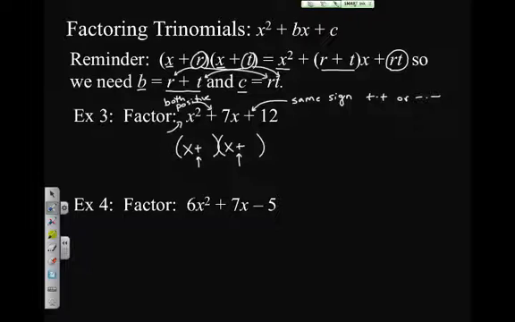So now we simply write down the factors of 12 that are both positive: 1 and 12, 2 and 6, 3 and 4, and those are the only three options. They all multiply together to be 12, but we want to figure out which ones add together to be 7. We can see very easily that the 3 and the 4 add together to be 7, and that's what's going to go in our parentheses to help us factor this. So the factorization of x squared plus 7x plus 12 is x plus 3 times x plus 4.